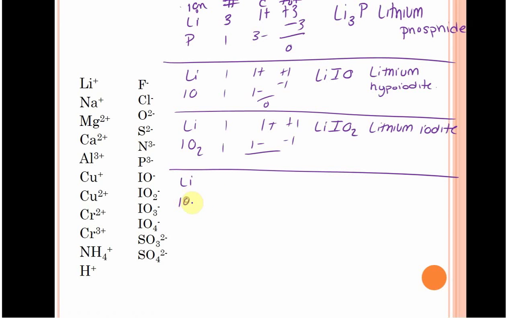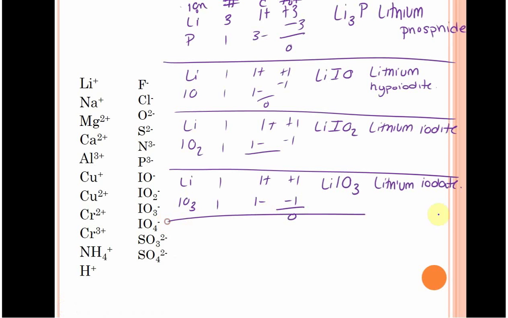Lithium and iodate, plus 1, 1 minus. So we just need one of each for it to cancel and make a neutral compound. So LiIO3, this is lithium iodate. Lithium and periodate. This is plus 1. This is 1 minus because you have it memorized. We just need one of each in order to have a nice neutral compound. So this is going to be LiIO4 for lithium periodate.